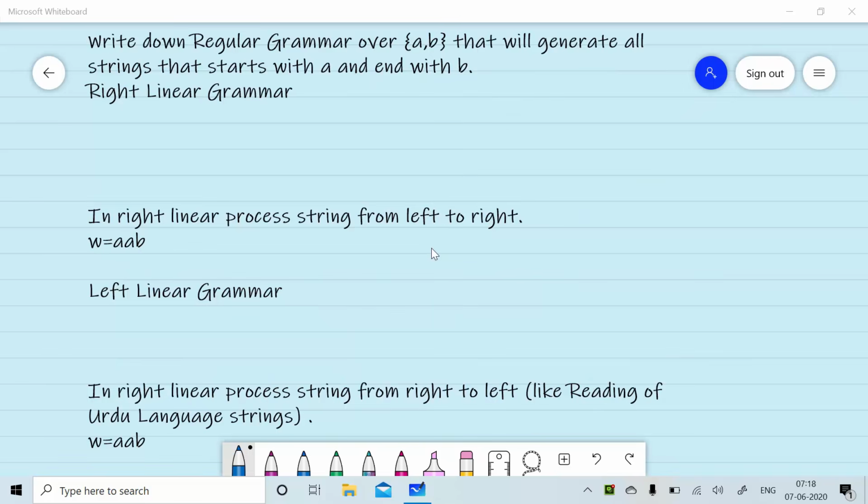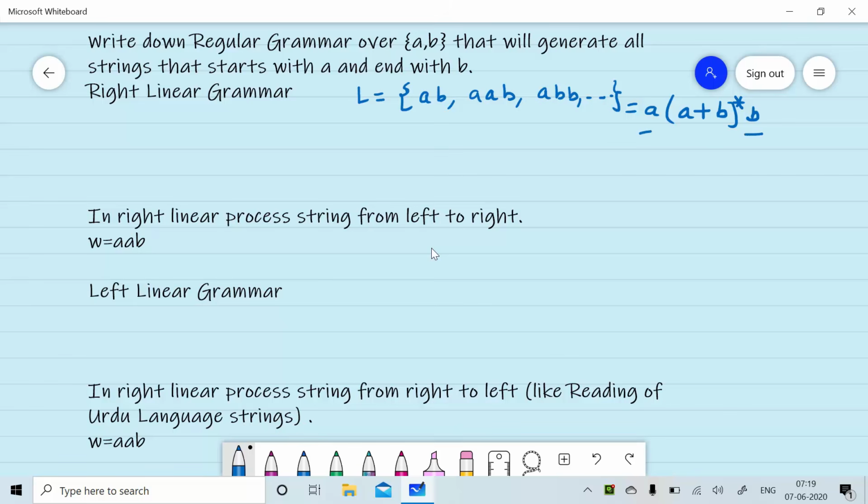Suppose we want to design a regular grammar over a and b that will generate all strings that start with a and end with b. So the language L will consist of the strings ab, aab, abb, and so on. And it can be represented by the regular expression a(a+b)*b. We can easily observe that the first symbol is a and the last symbol is b.